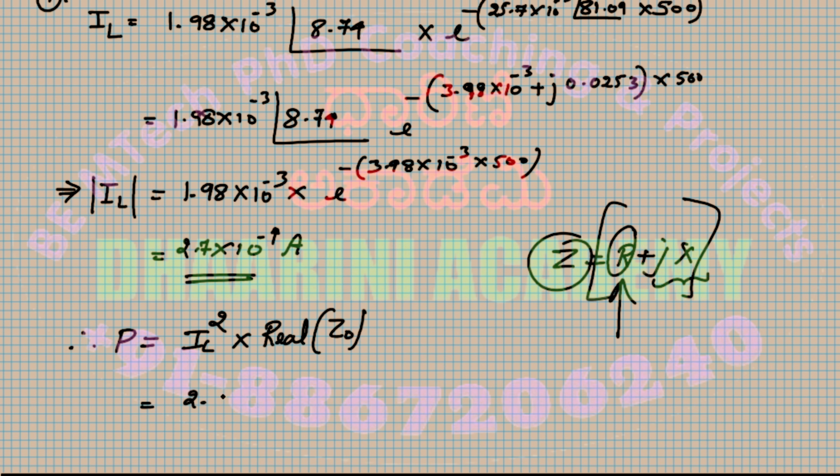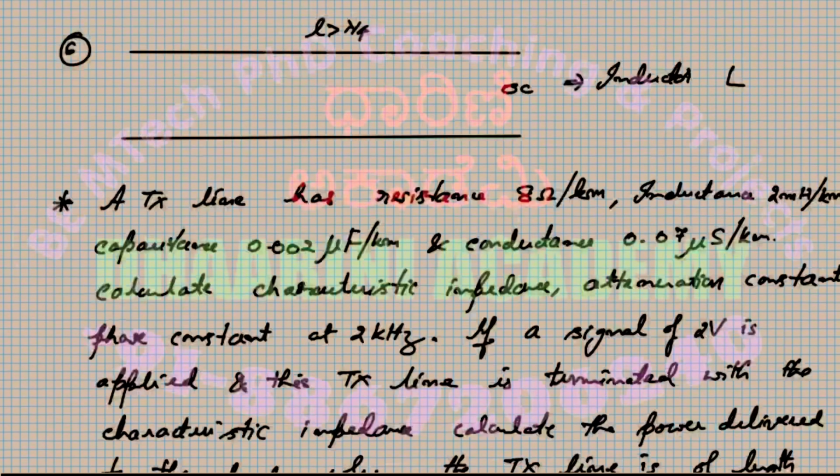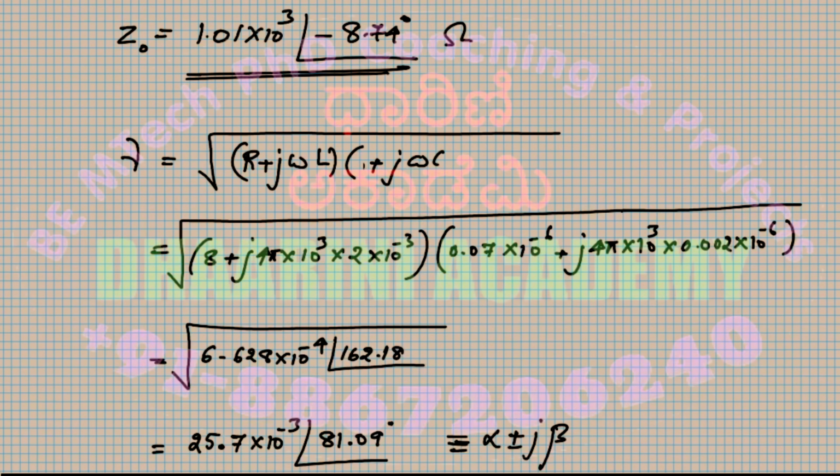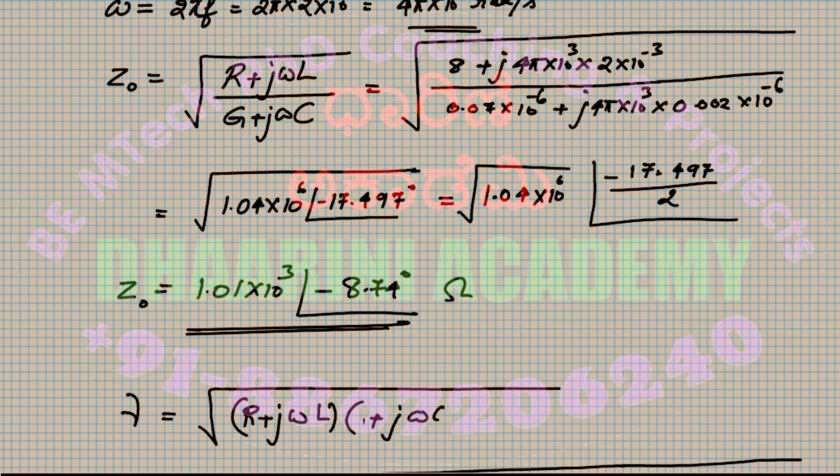So just substitute 2.7 into 10 to the minus 4, I square, into, I'll go back to the calculation of Z to check what it is. We have not calculated the R value, so you can convert this from R angle theta into the A plus JB form. Calculate the real and imaginary parts, and substitute the real part out of it.